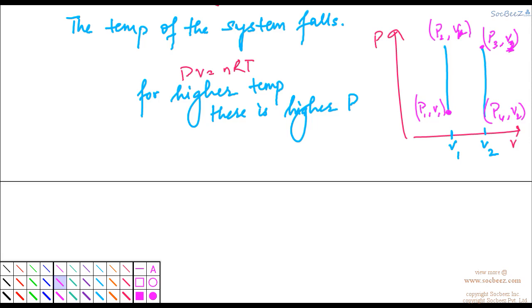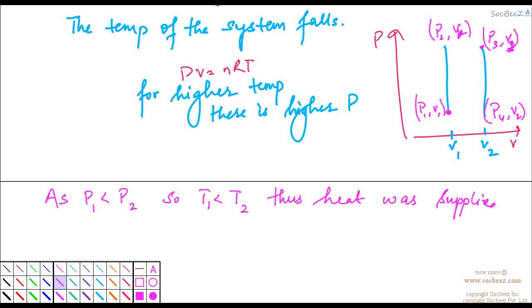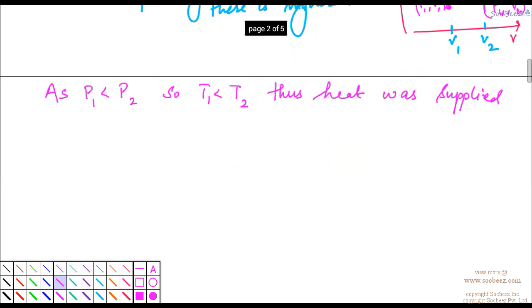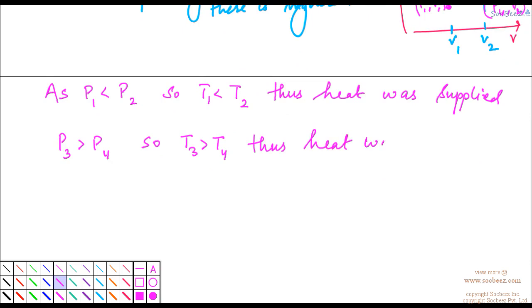So we can say that as P1 is less than P2, T1 is also less than T2. Thus, heat was supplied. So the first process says that heat is supplied to the system, and then this isochoric process took place. So the pressure increased as well as the temperature increased. Whereas P3 is greater than P4, so we can say that T3 is also greater than T4. Thus, heat was taken out of the system.